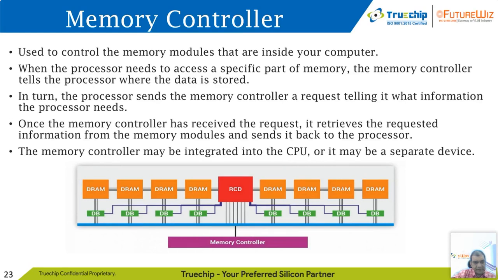So this is a block diagram where we see RCDs. This is for the DDR. There is a data buffer and there is an RCD for RDIMM and LRDIMM types of memories and memory controllers. Okay.